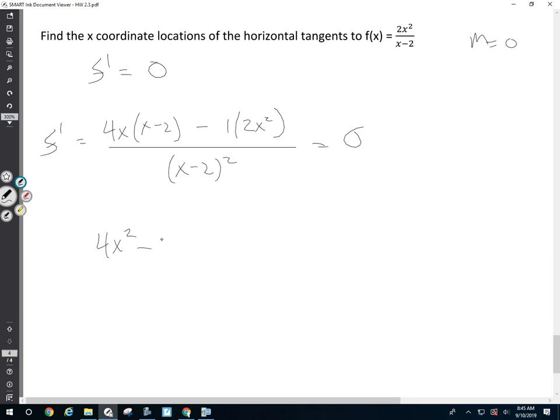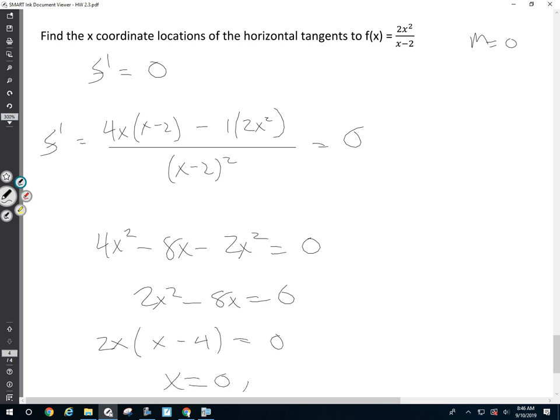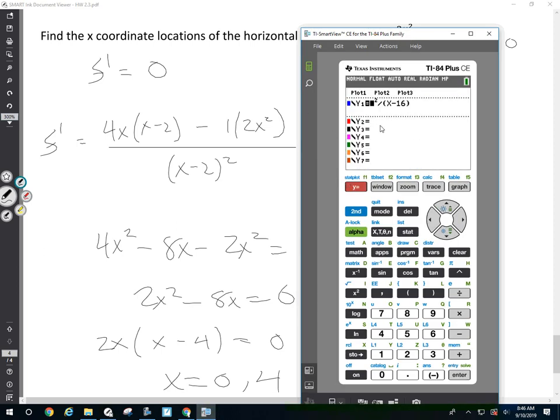4x squared minus 8x minus 2x squared equals 0. I get 2x squared minus 8x equals 0. Factor out a 2x. I get 2x times x minus 4 equals 0. I get x equals 0 and 4. Let's see if I did it.